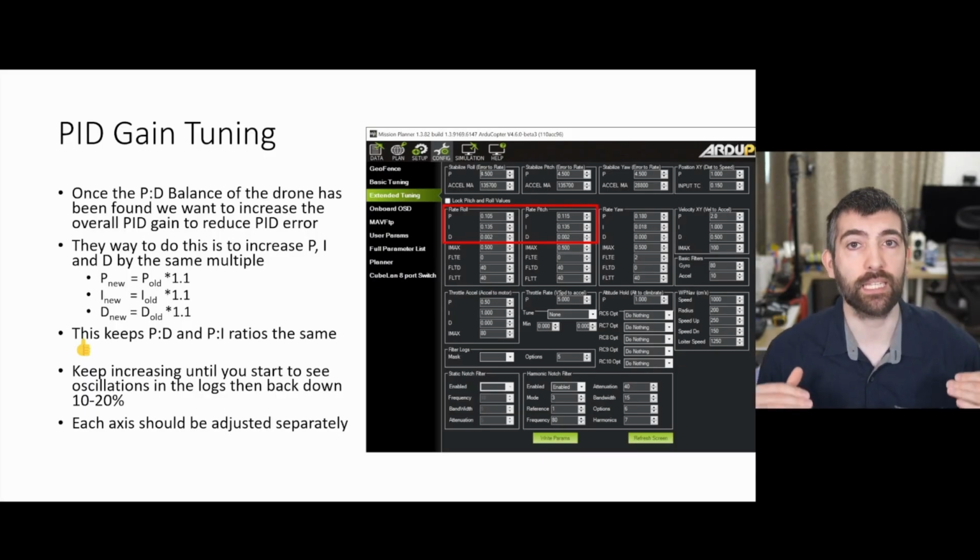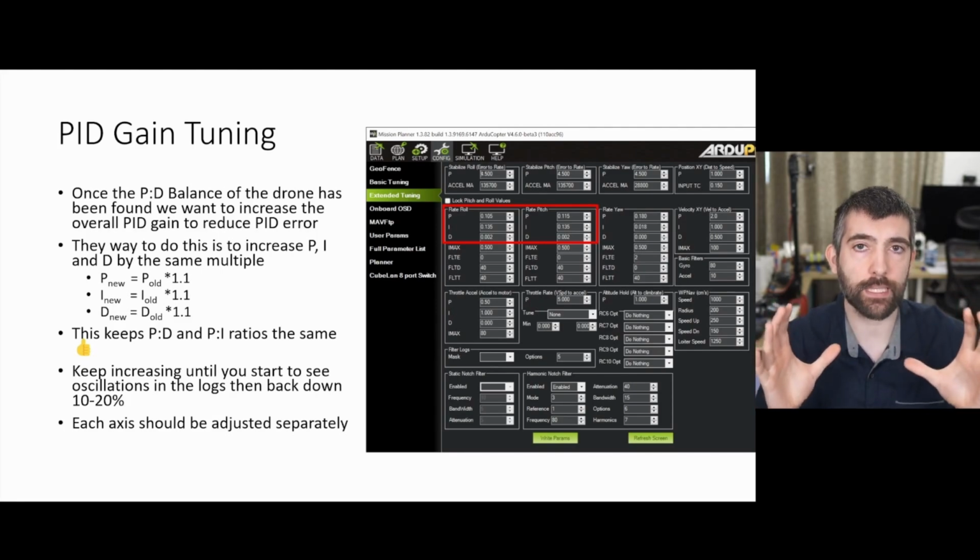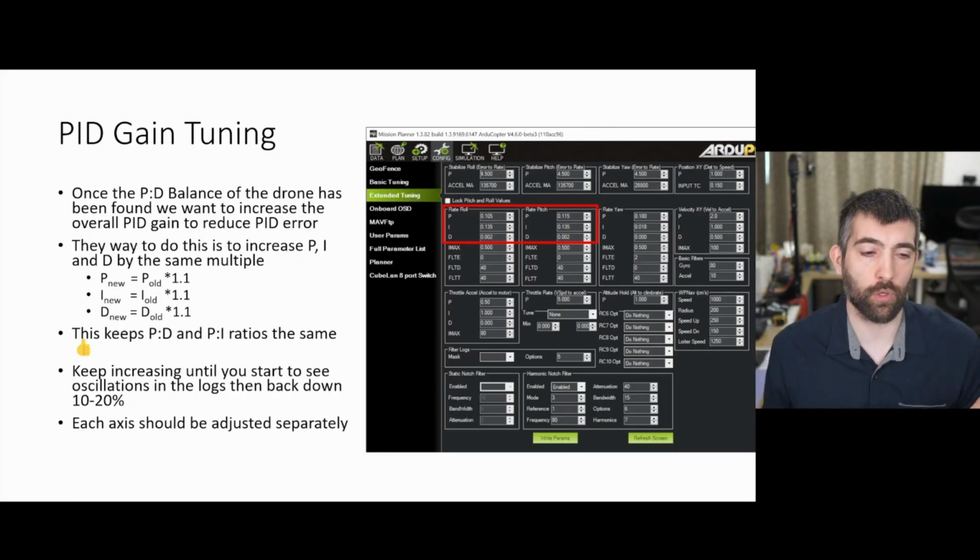We're just increasing those PID gains, tightening up the PID controller and reducing PID error whilst keeping that critical PD ratio exactly the same. Keep increasing P, I, and D using this rule by just multiplying by 10% until you start to see oscillations coming in the logs, and the quad will feel very, very tight, and you will start to hear little trilling oscillations, particularly after sharp moves.